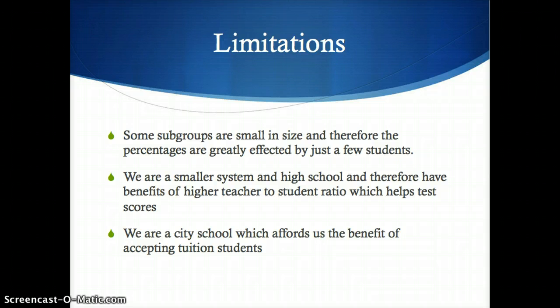Next, some limitations of this data. Some of the subgroups are small in size, and therefore the percentages are greatly affected by just a few students. We're also a smaller system in high school and therefore have benefits of higher teacher-to-student ratio, which helps test scores. And lastly, we're a city school, which affords us the benefit of accepting tuition students, and so therefore we have a higher percentage of good students.